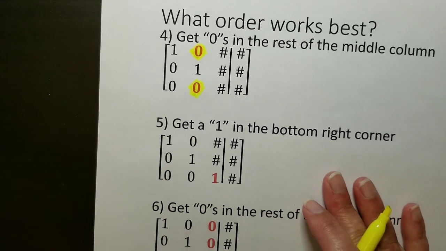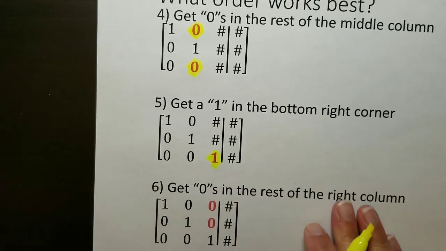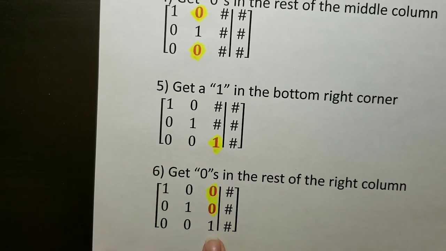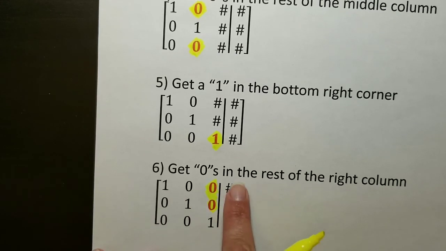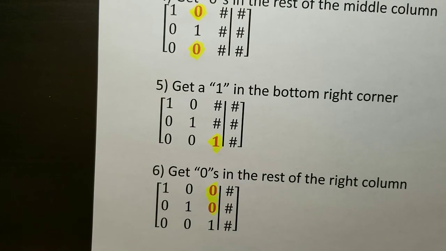The 5th step is to get a 1 in the bottom right, and then 0s in the rest of the right-hand column. And once you get there, you've got 1x plus 0y plus 0z equals this number, 0x plus 1y plus 0z equals this number, and 0x plus 0y plus 1z equals that number. So you've got x equals that, and y equals that, and z equals that. So you've got your solution. So that's the order that we're going to go through.